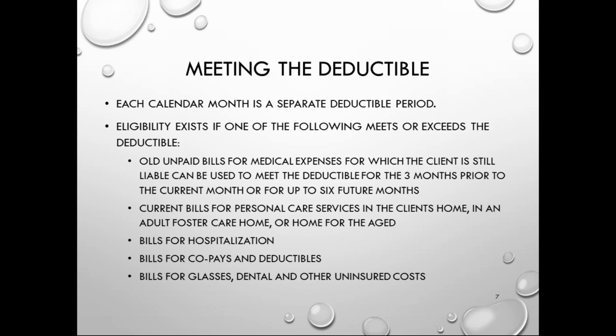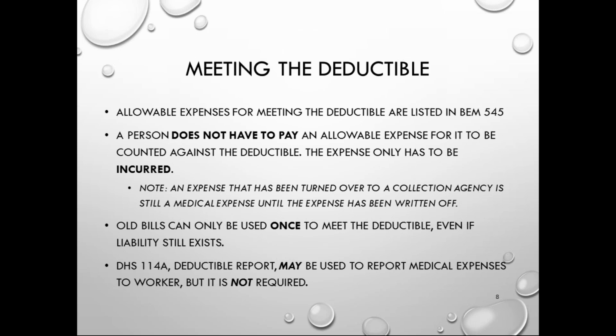Current bills for personal care services in the client's home can be used to meet the deductible in an adult foster care home or homes for the aged. Any bills for hospitalization, any bills for co-payments or deductibles, and bills for glasses, dental, and other uninsured costs. So there's a list of allowable expenses for meeting the deductible in BEM 545. A person does not have to pay the bill for it to be counted against the deductible. The expense only has to be incurred. And even if the expense was turned over to a collection agency, they can still use it to meet the deductible, just as long as the expense has not been written off.